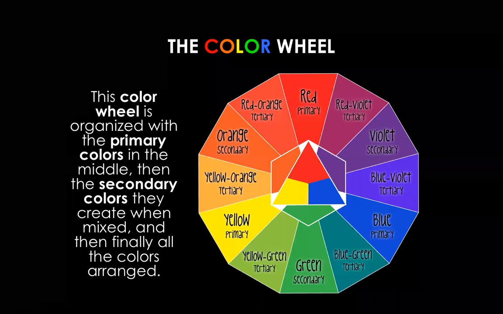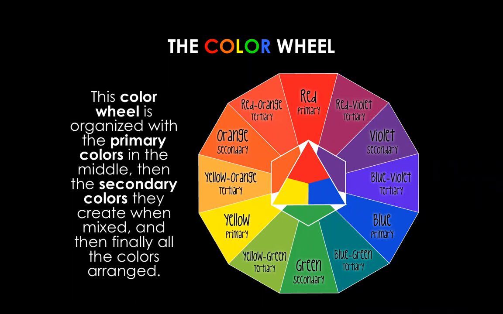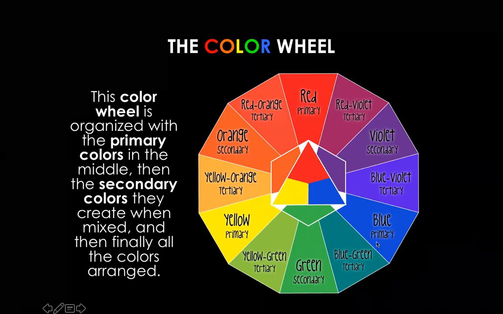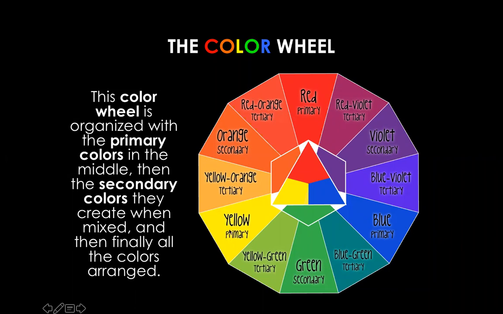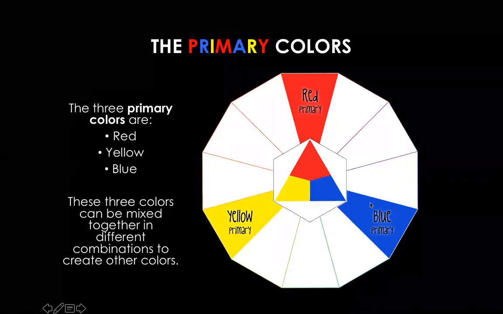So when we talk about the color wheel, it is first organized by the primary colors, okay? Primary colors are always first, and they are the most important. So the primary colors are red, blue, and yellow. Then the secondary colors are next. So purple always goes between blue and red, orange always goes between yellow and red, and green always goes between yellow and blue. So here are our primary colors.